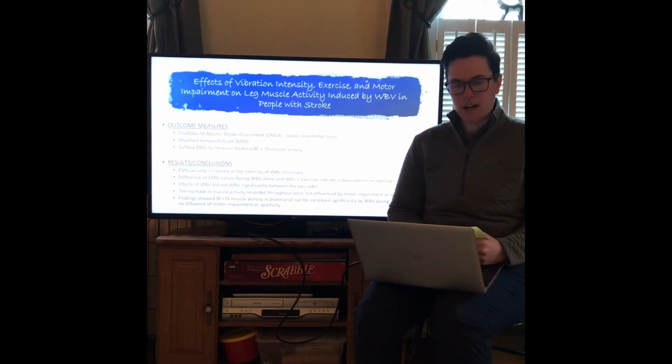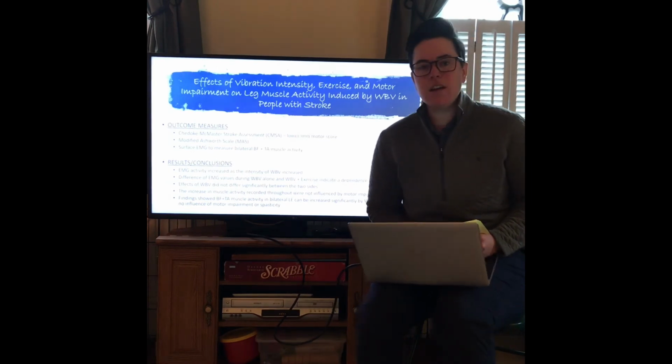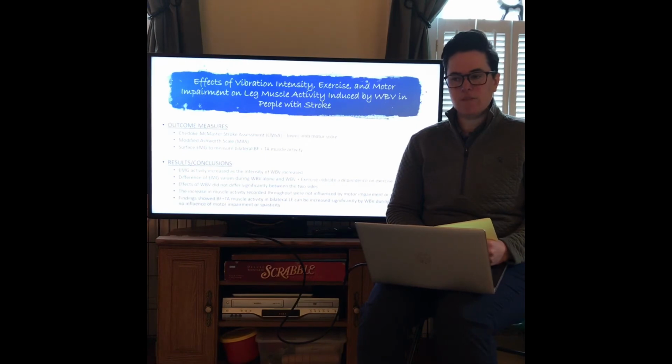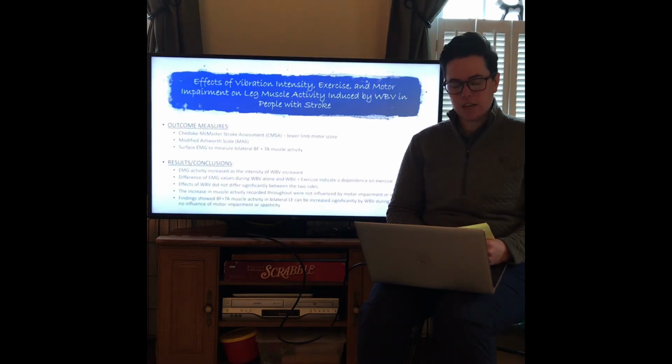So the results here, all of those hypotheses were proven to be true. The EMG activity increased when the whole body vibration intensity increased. There was a greater increase in the EMG activity with exercise, so it proved that that increase is exercise dependent. And the patients experienced similar effects bilaterally, in the lower extremities, and for the increase in muscle activity, they said it was highly probable that it was not influenced by spasticity.